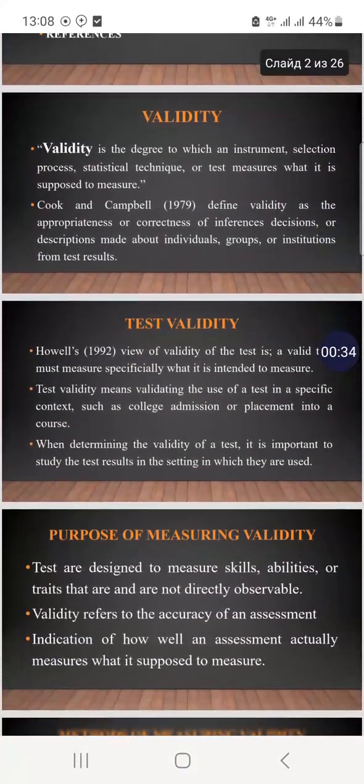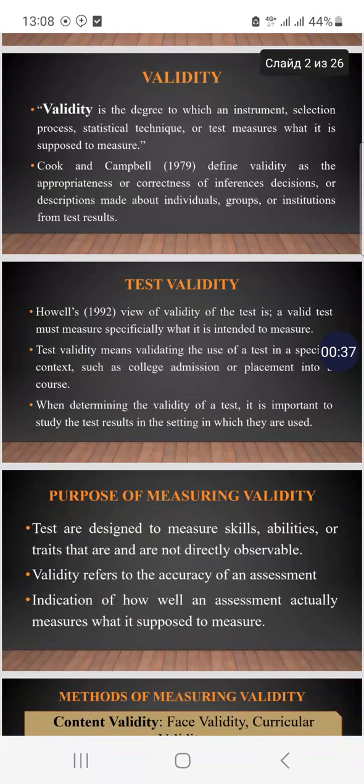So validity, what is validity itself? Validity is the degree to which an instrument, selection, process, statistical technique, or test measures what it is supposed to measure. Cook and Campbell, 1979, defined validity as the appropriateness or correctness of inferences, decisions, or descriptions made about individuals, groups, or institutions from the result.